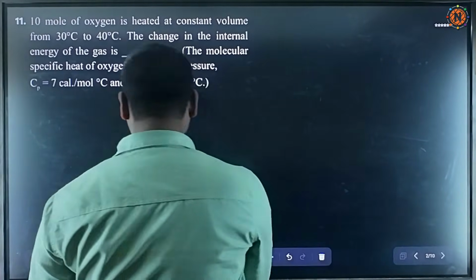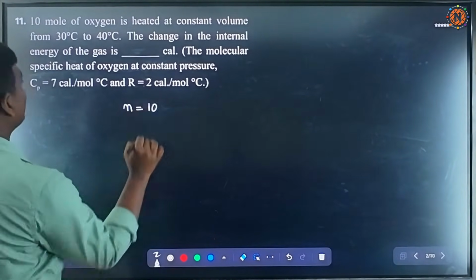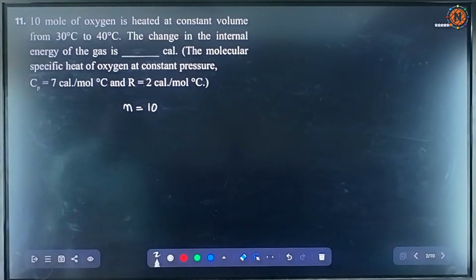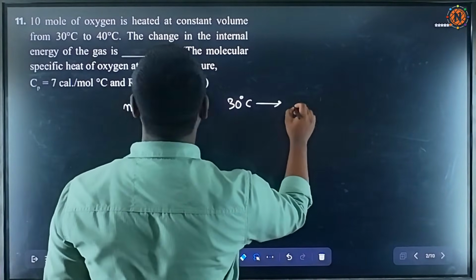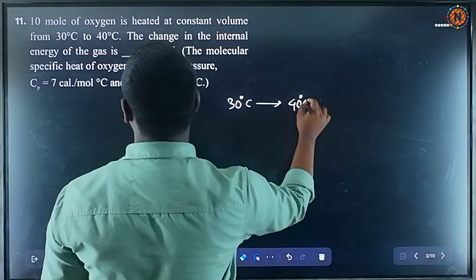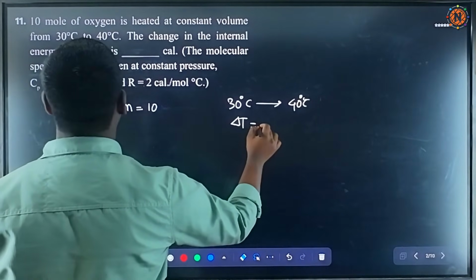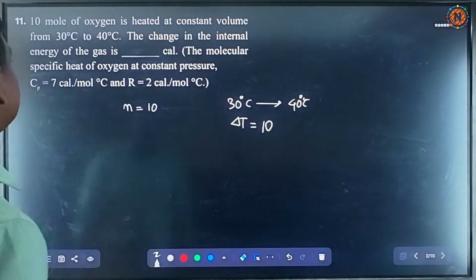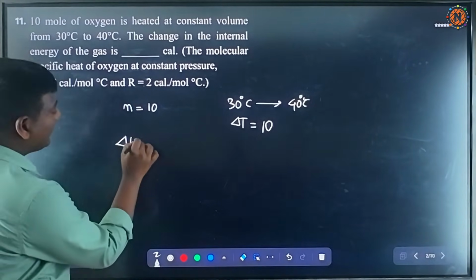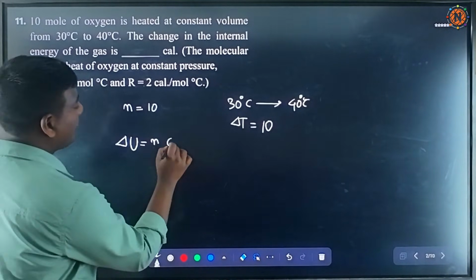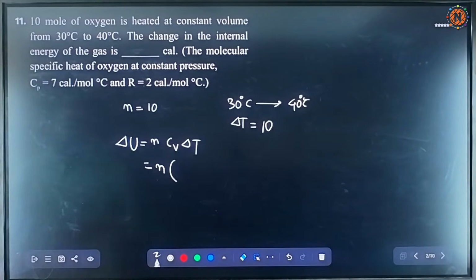That is, in this question, 10 moles of oxygen gas are given. The number of moles is equal to 10 moles of oxygen gas, and it is heated at constant volume. So temperature changes from 30 degrees Celsius to 40 degrees Celsius. So the change in temperature, delta T, will be 10. Next, the change in internal energy of the gases. Okay, we need to find delta U, and we know the formula of delta U is n Cv delta T. Here Cv is not given, here Cp is given.